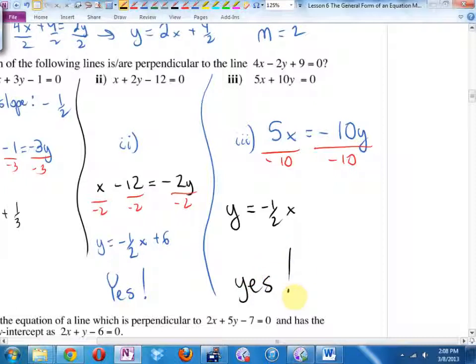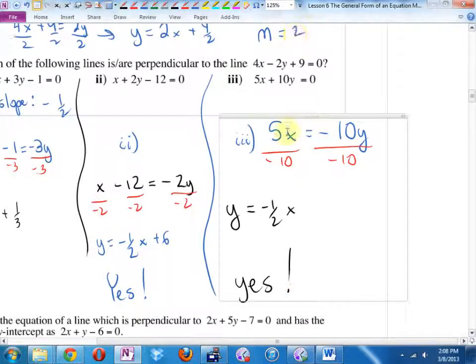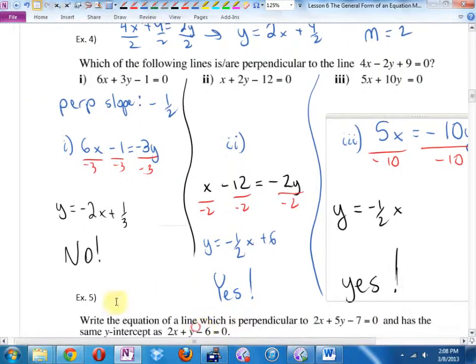Were any of these parallel to the original line? Which one? What was the slope of that first line? -2. What was the slope of my original line? +2. That's a -2 slope. That's a +2. They aren't parallel either. They're going to cross at some wonky angle. I don't know what. They're not reciprocals. They're not going to cross at a nice right angle. But those are not the same slope. They can't be parallel. Okay.